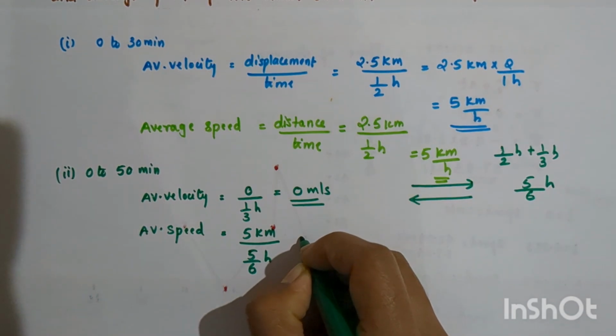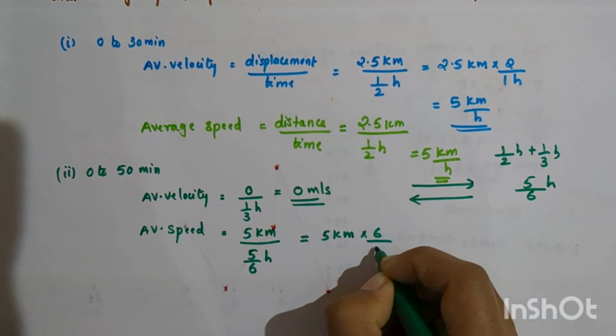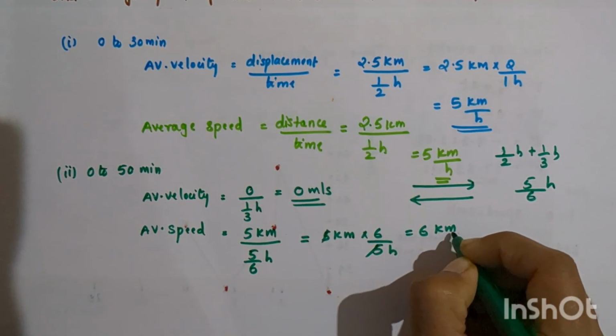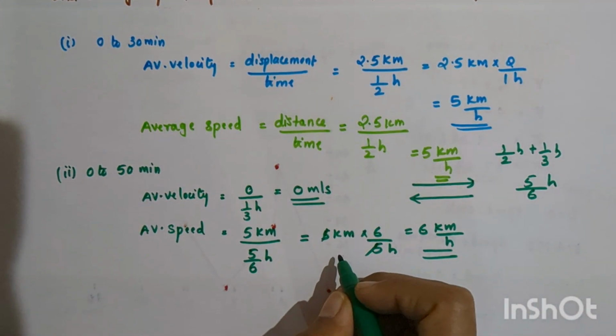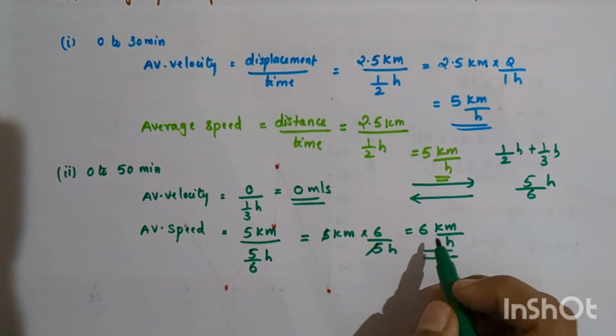So this will be equal to what? 5 kilometer multiplied with the reciprocal, so 6 by 5 hour. 5 cancels, so 6 kilometer per hour. So the average speed during this interval of time, 0 to 50 minutes, is 6 kilometer per hour.